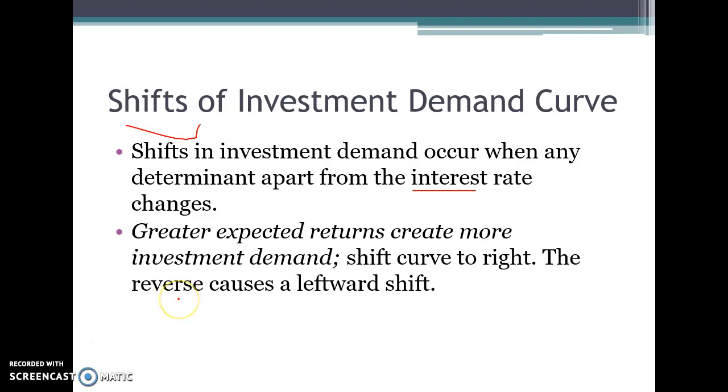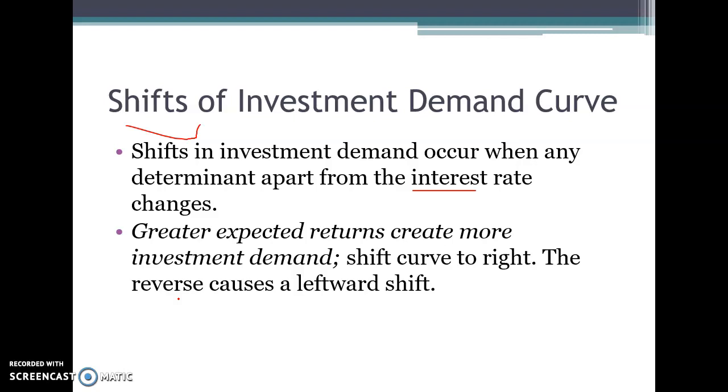So one thing is that greater expected returns create more investment demand and shift the curve towards the right. The reverse will cause a leftward shift. For example, if the economic conditions of the country are very good, the people are expecting that they are going to take money from the bank and invest it, and they are going to generate an expected rate of return which is greater than the interest rate.